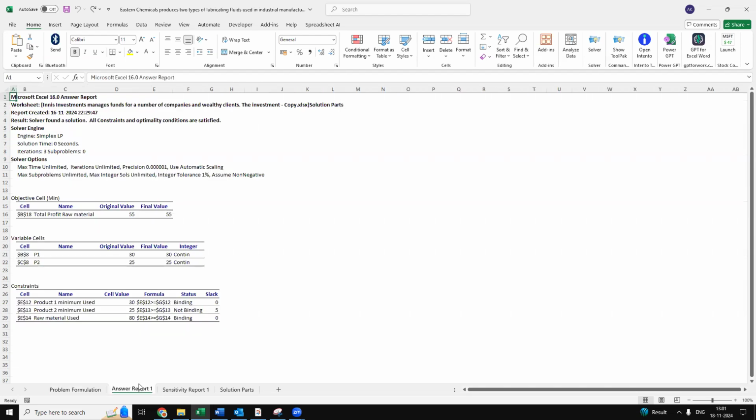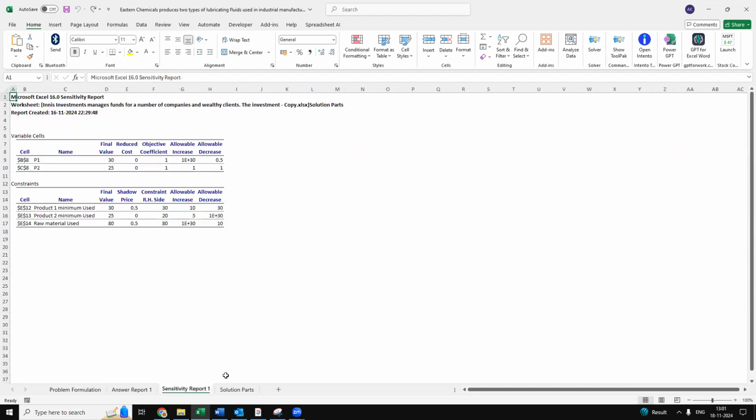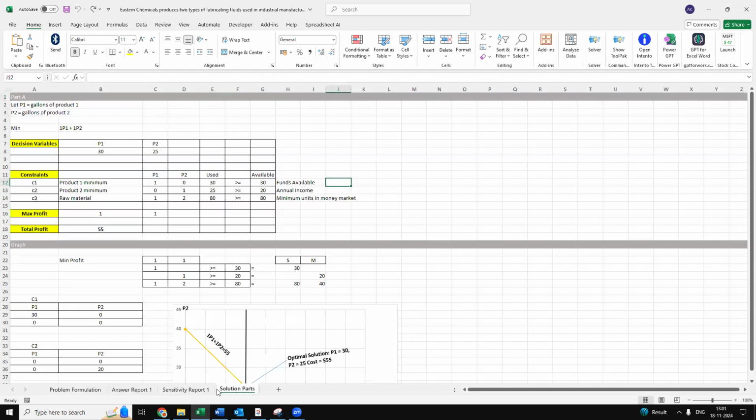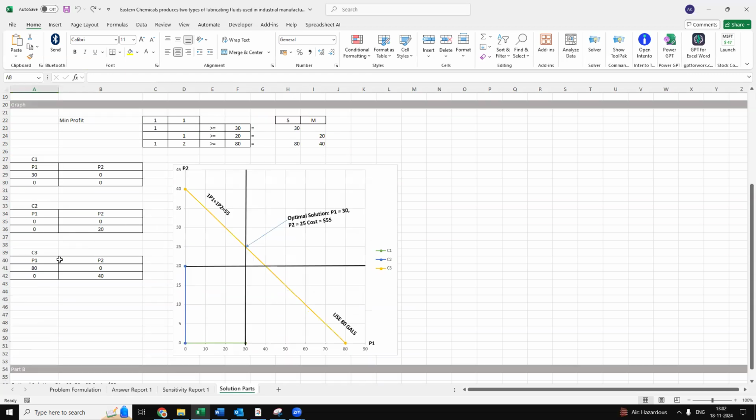Here is the answer report and this is our sensitivity report. Both of these are fetched using Excel Solver. And here are our decision variables. These are all our constants. This is the maximum profit and this one is the total profit.